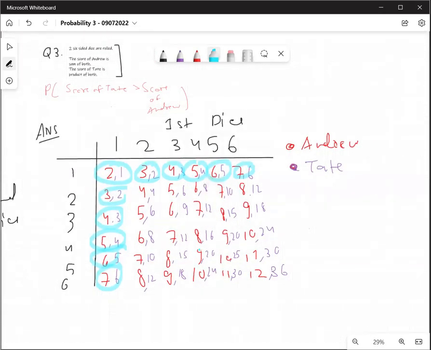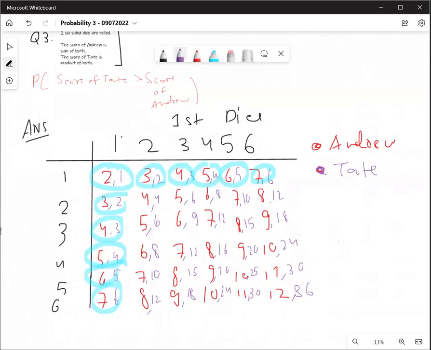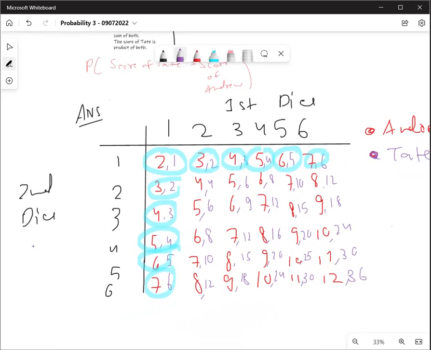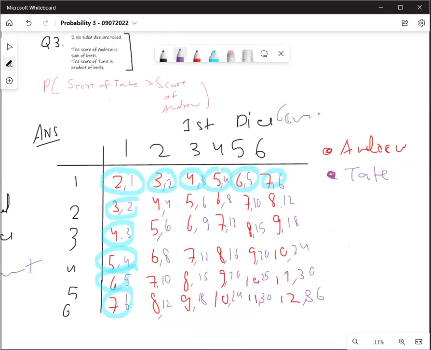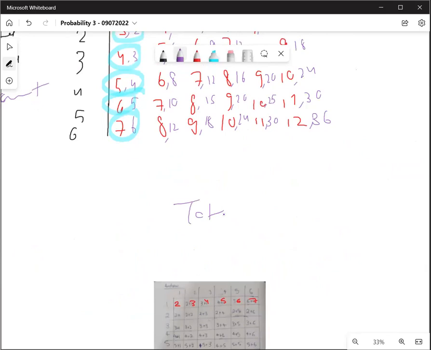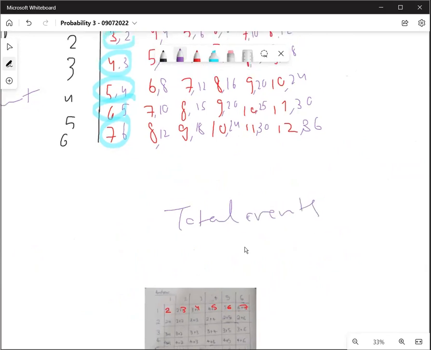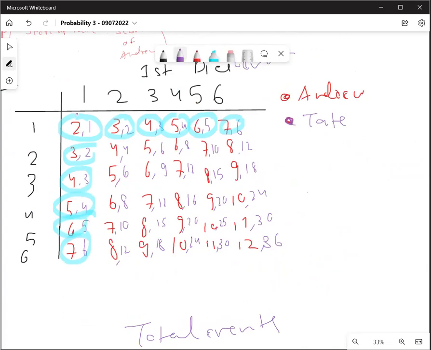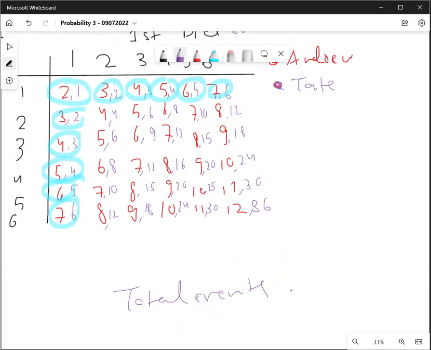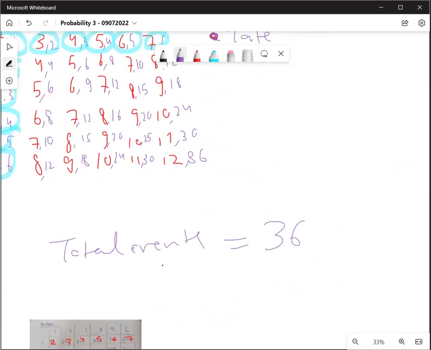Now what are the total events in this? The way to find the total events is how many numbers you have on the top. 6. You have 6 possible outcomes. When you had head and tail, you had 2 possible outcomes. So if it's 6 and this is also 6, you have 6 events here. So the total events will be 6 into 6. Or just count these if you want. You have 6 rows and 6 columns. 6 into 6, 36. The total events are 36.